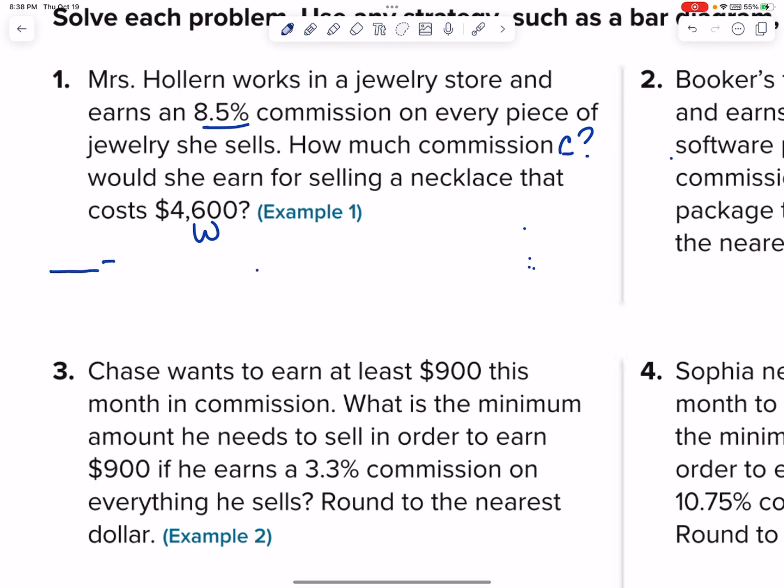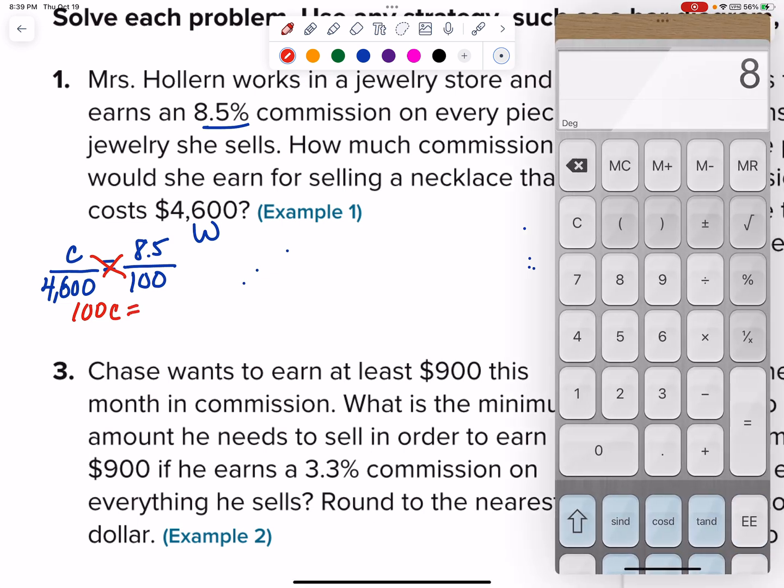Out of 100, we know it's 8.5. We know the original price is $4,600. So what would the commission be? C. Let's cross multiply to find out. So 100C equals 8.5 times 4,600, and we have 39,100.